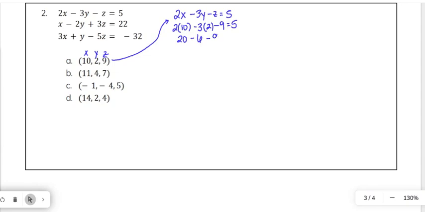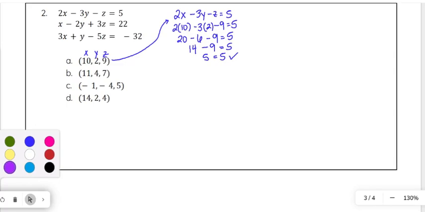Minus 6 minus 9 equals 5. 20 minus 6 is 14. Minus 9 equals 5. 14 minus 9 is 5, and 5 does equal 5. So that does work out for the first equation. Now we're going to plug that same ordered triple into the second equation.